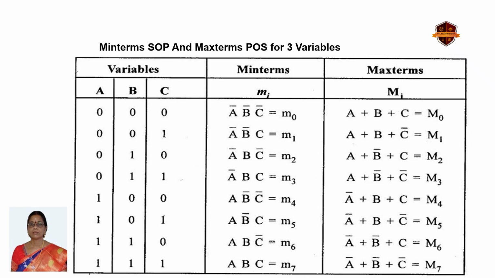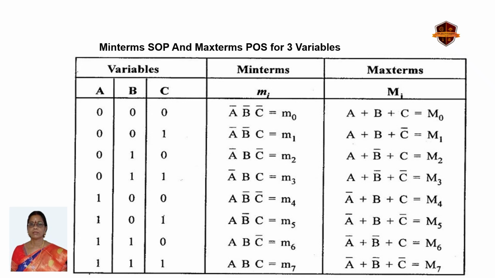So here 0 is taken as it is and 1 means it will be given the complement. For example, if it is 1, 0, 0, that is M4, 1 is A bar and 0, 0 will be B and C with a plus. So this refers to variables with min terms and max terms.